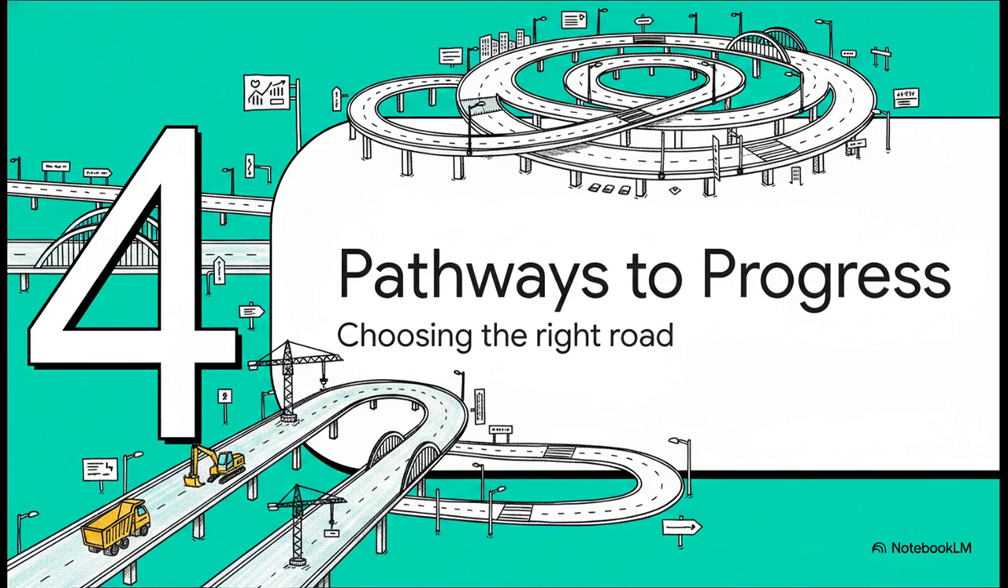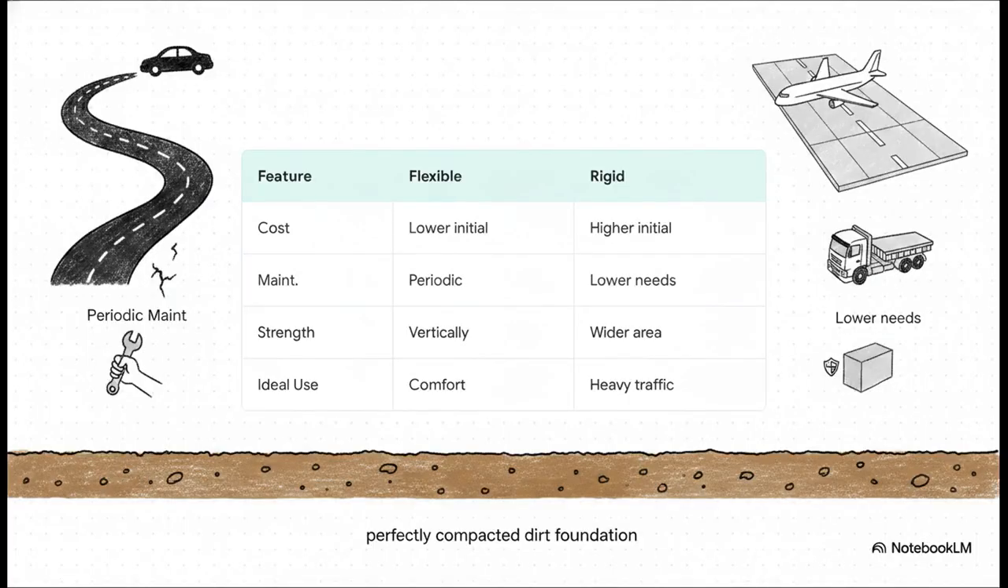Let's move to Section 4, Pathways to Progress, Choosing the Right Road. Let's see how this builds our complete understanding of modern infrastructure as we bring both of our construction paths back together. So, why does an engineer choose asphalt over concrete? Well, if you need a lower initial cost, a really comfortable ride, and the ability to build the road in stages over time, you go with the flexible, bituminous path. You just have to accept that it's going to require periodic maintenance.